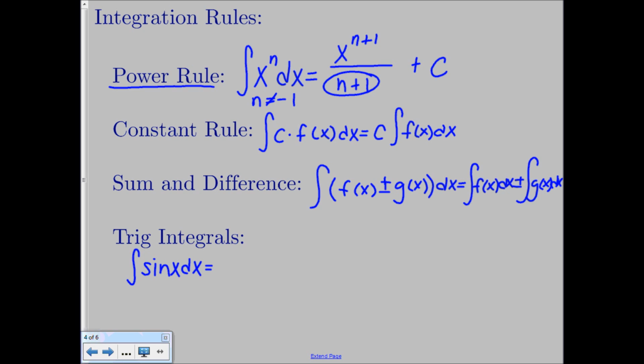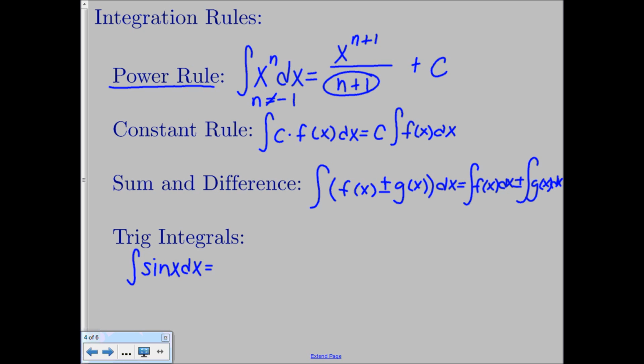If we think, okay, what function gives us a derivative of sine, we think about cosine, but we have to remember that the derivative of cosine is negative sine, so the antiderivative of positive sine is negative cosine. And then we have the integral of cosine of x dx, which is just going to be sine of x plus c.